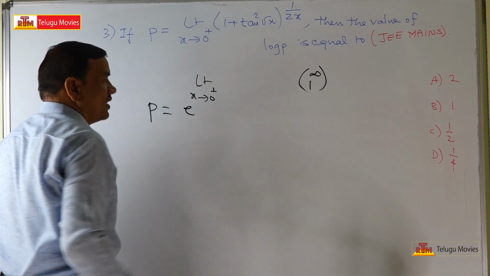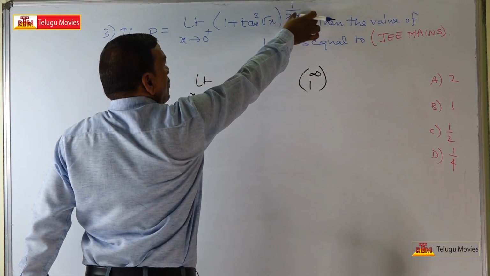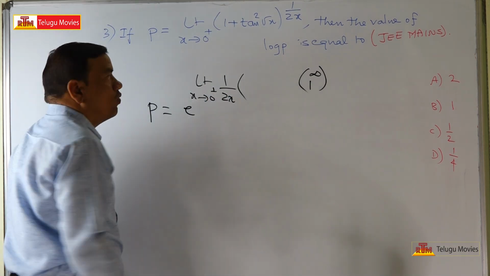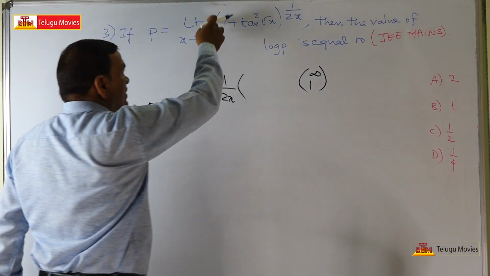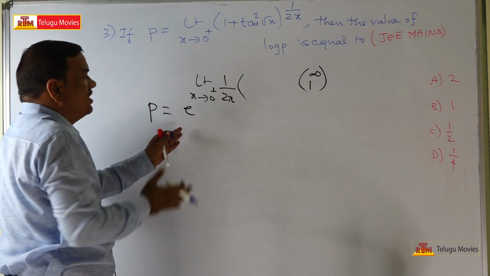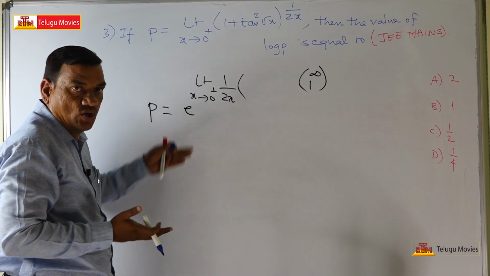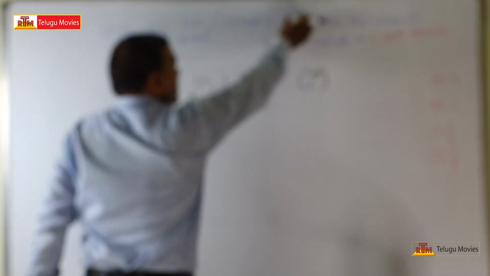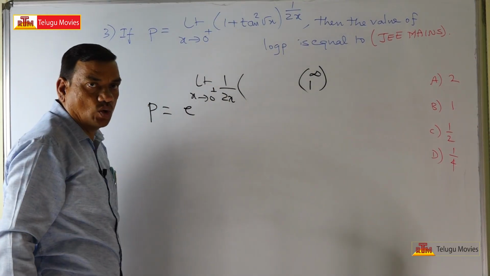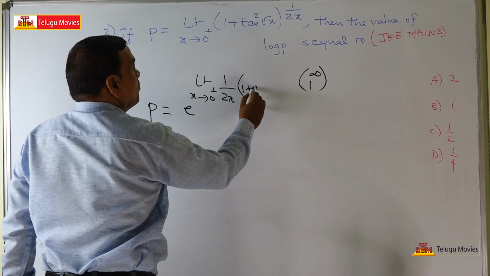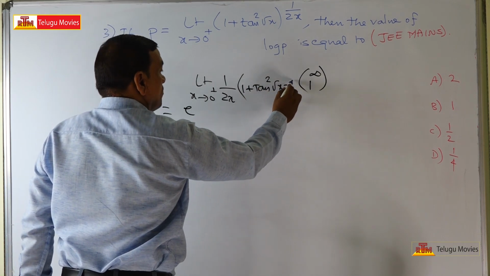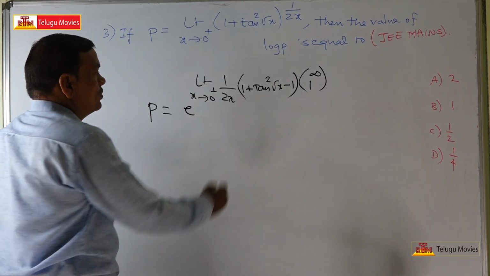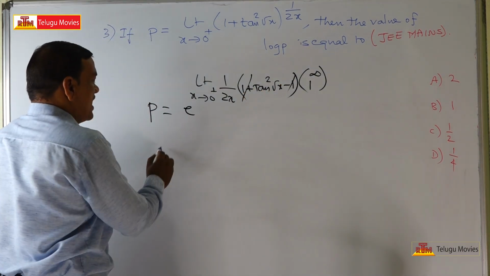x tends to 0 plus, this power is there, no, it will become the coefficient, 1 by 2x. Whatever may be the power, the total expression will be raised to e. Whatever may be the power, it becomes the coefficient. This is 1 plus tan square root x minus 1, you have to subtract 1. Okay now. So this plus 1 minus 1 gets cancelled.